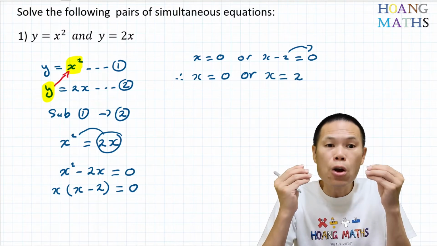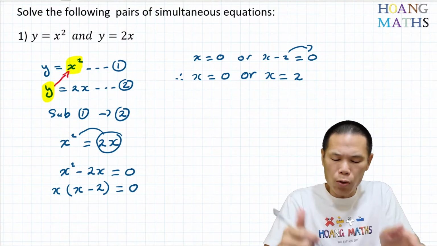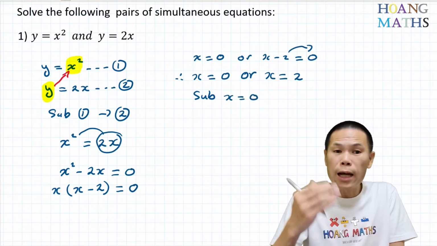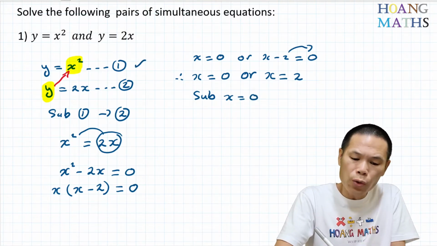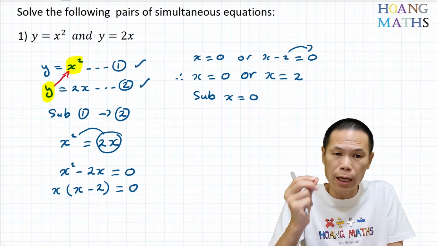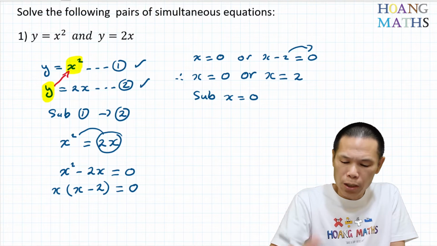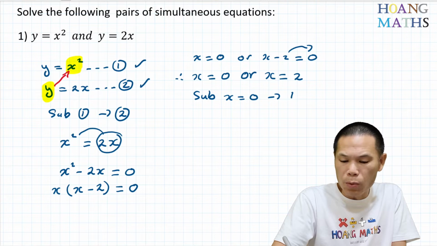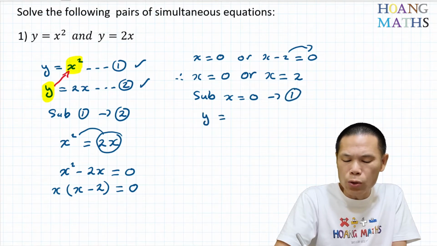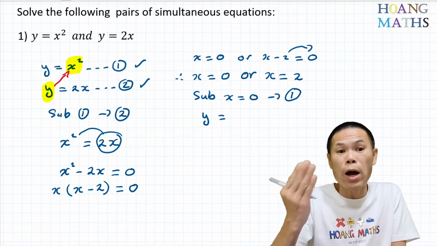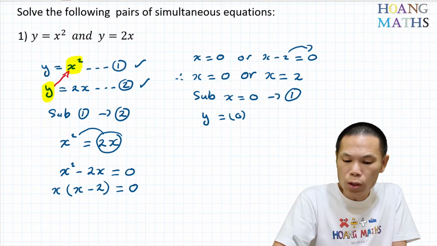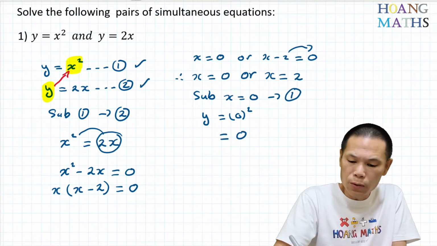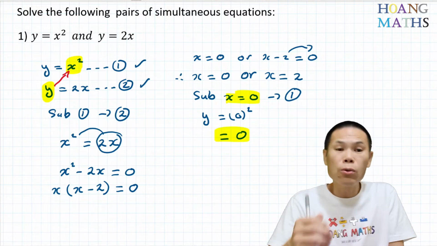So now we need to find the y value. So when x is equal to 0, let me substitute x is equal to 0 into either equation number 1 or equation number 2. It doesn't really matter, okay? You will get the same value of y. So let's say substitute x equal to 0 into equation number 1. So this means that y is equal to x squared, and x becomes 0 now. So that becomes 0 squared. So 0 squared is equal to 0. So now we have the y value is equal to 0 when x is equal to 0.